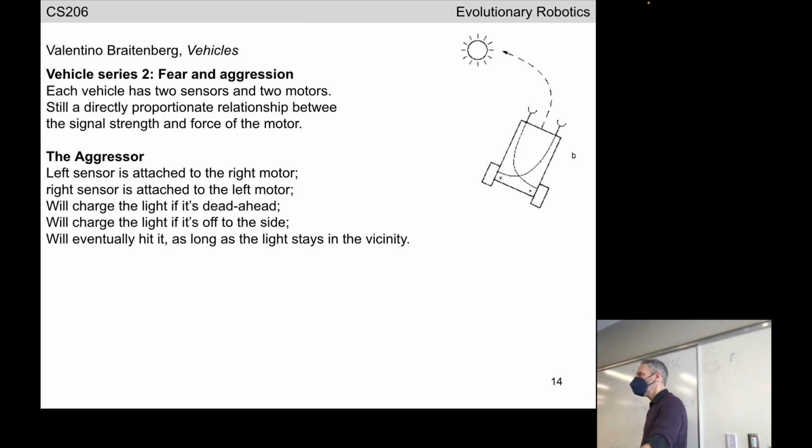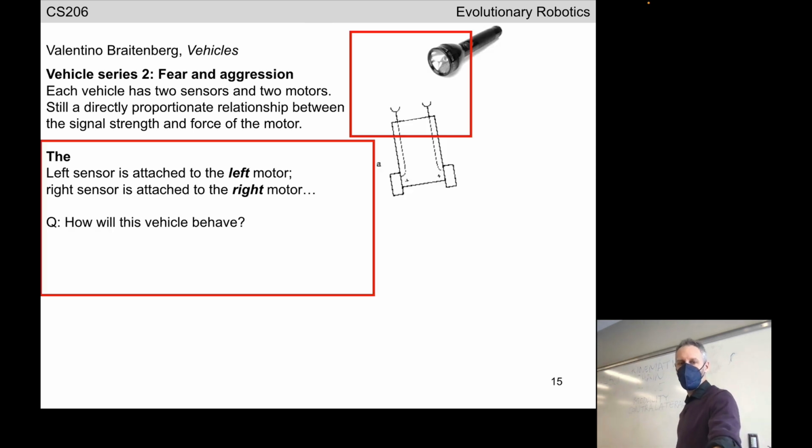It speeds up, right? It's a little bit closer, meaning there's more light falling on both sensors, so it moves a little bit faster. If this is a naked light bulb, it'll crash into the bulb and destroy it. This is the aggressor. It hates lights with a passion. Yeah? If we put a light on the other side, it'll turn towards that light, speed up, and destroy it. That was actually vehicle 2A, the aggressor.